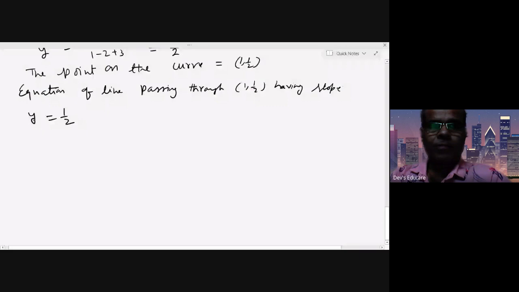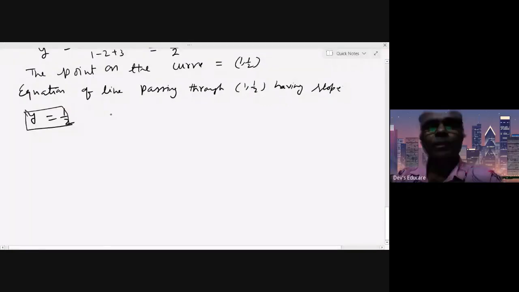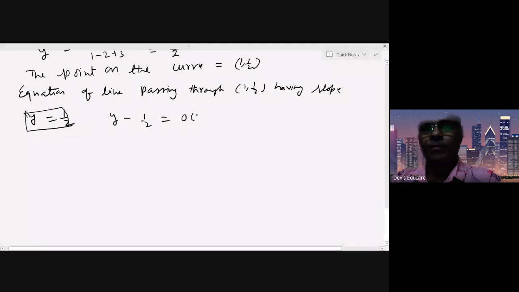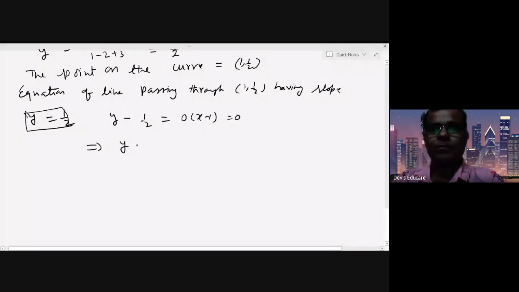How is it? See, equation of line is what? y minus y1, y1 is half, equals m, m is 0, times x minus 1. So actually this is 0. So this gives y equals half.